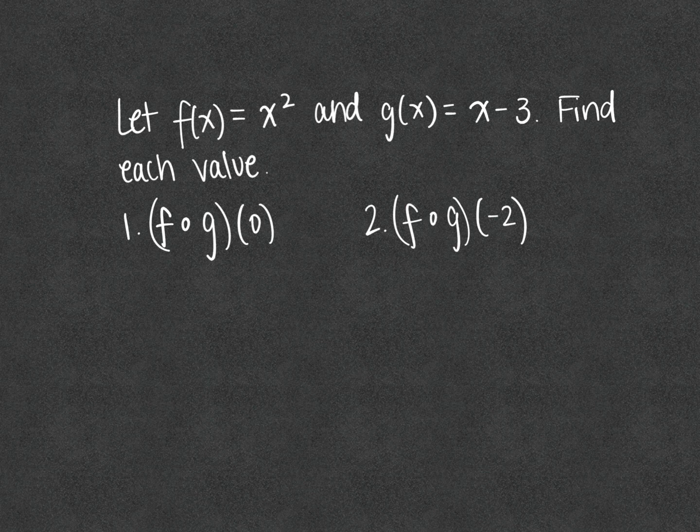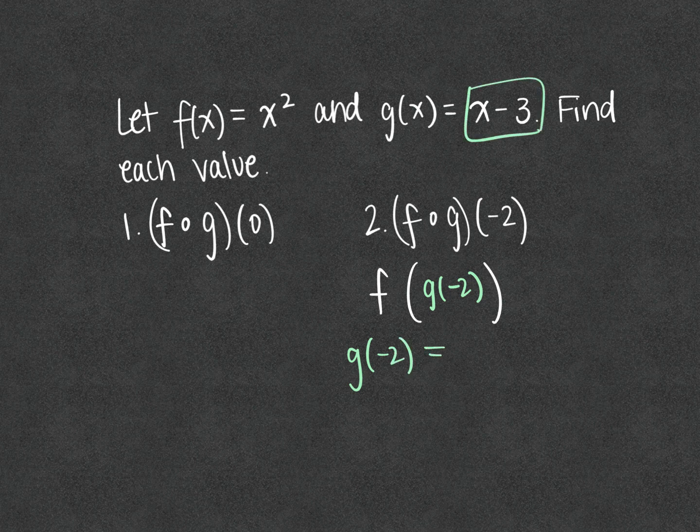Number 2 says f of g of negative 2. So that means g of negative 2 is going to go into the function for f of x. So we've got to figure out what g of negative 2 is first, and then it'll go into the function for f of x. So g of negative 2, and I'm using this expression again, x minus 3. So instead of x, it's negative 2.